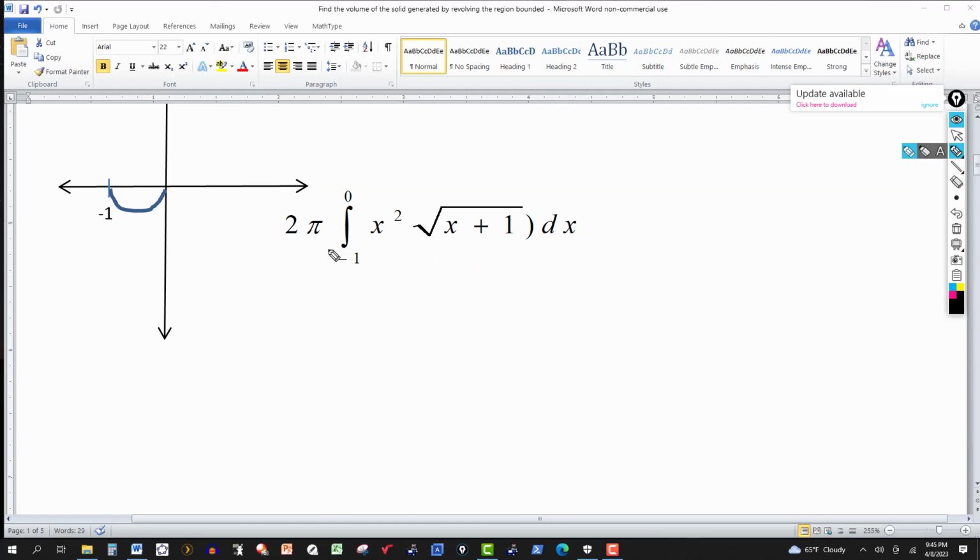So all we have to do then is find the integral of this expression here in terms of x, and then apply the limits of integration. Evaluate it at 0 minus the value at -1, multiplied by 2 pi, and that gives it to us. That's one way to do it. Now I'm going to use a u substitution. I did a similar thing when I did the problem involving area. So I'm going to let u equal x plus 1.